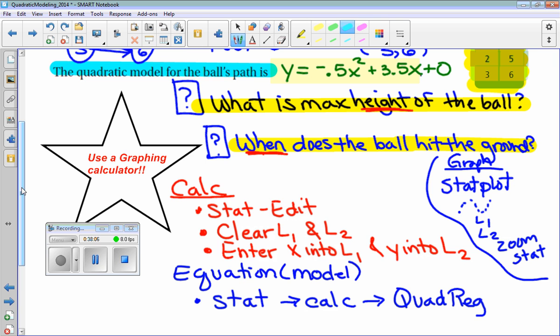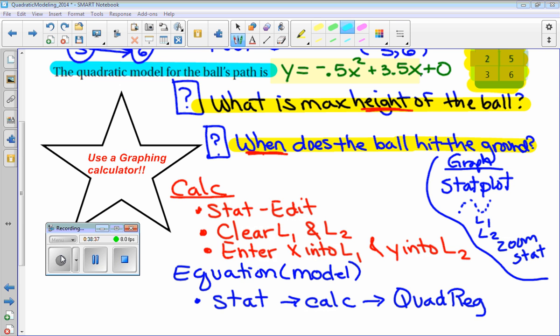Anybody else not have it working? Okay. So, my graph, because I zoomed stat, is kind of zoomed in around my 3 points. I actually like it better if you zoom standard. So let's go to zoom standard here just to see it a little bit better. There's a reason why I like zoom standard here better. Because I can see the maximum height. I can see when it's going to hit the ground.